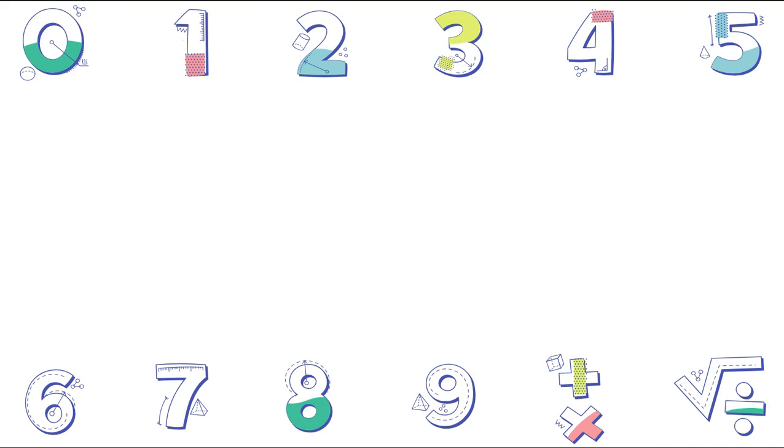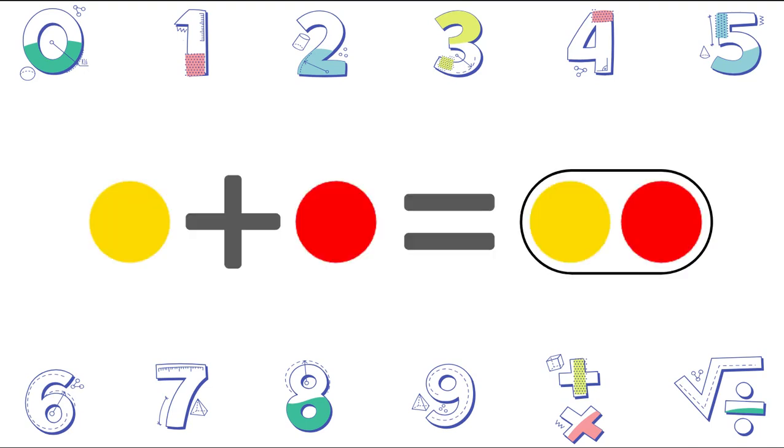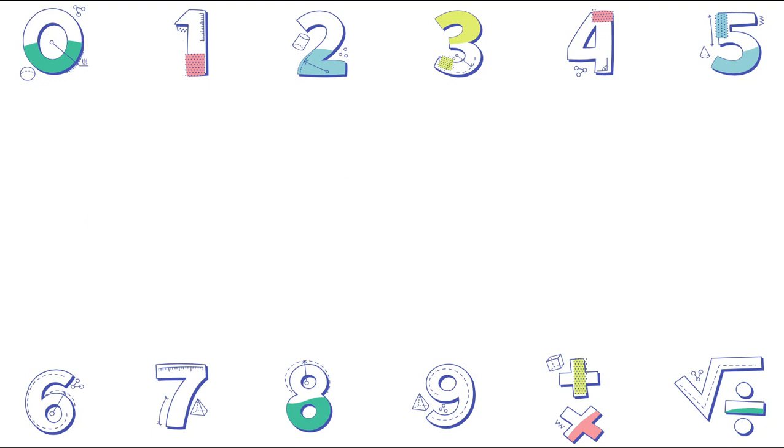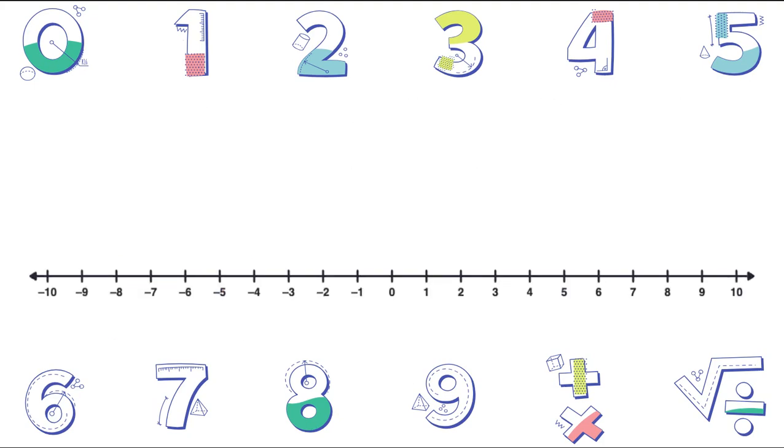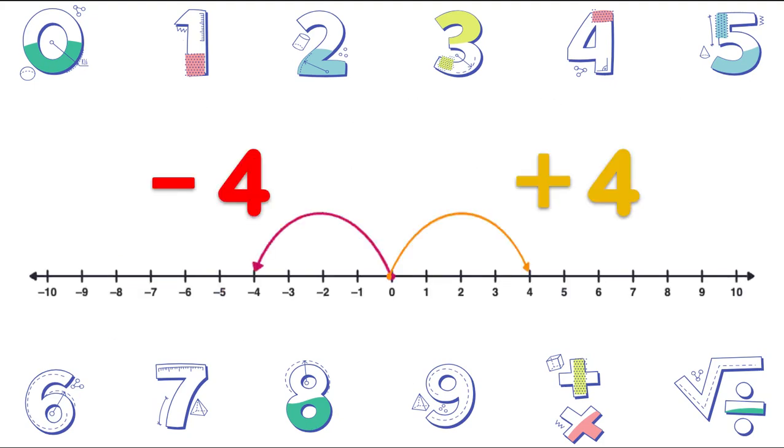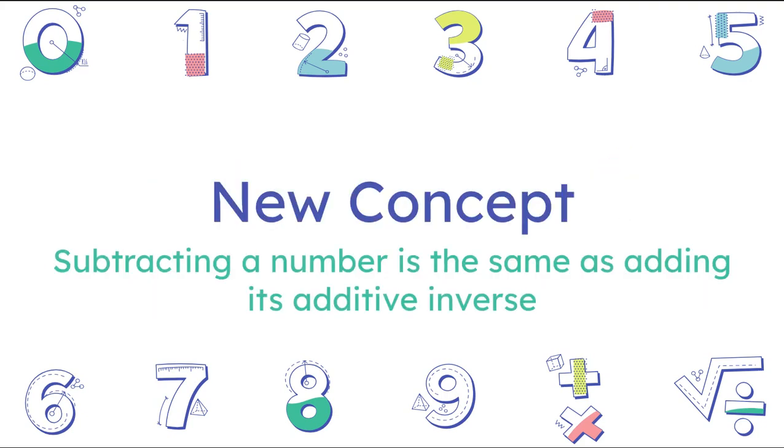When we add a positive integer to a negative integer, they cancel each other out, making a zero pair. We can show any number in many different ways by adding 0 to it. A number and its additive inverse are the same distance from 0 on a number line, but on opposite sides. Another key thing to know about additive inverses is that when you add them together, they cancel each other out and make 0. That's going to be the basis of our new concept for this lesson.